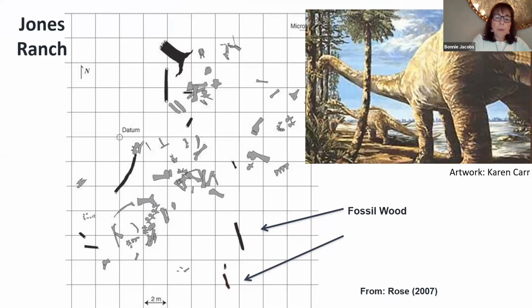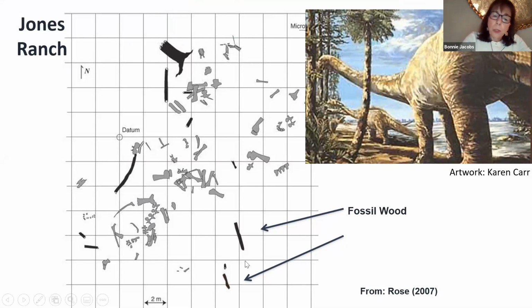So here's a little fossil map, let's say, of specimens at Jones Ranch. So here's your scale. This is 1 square is 2 meters across. These are all bones, but we don't really care that much. I know I'm mentioning dinosaurs a lot because people like them, but what we care about are plant fossils. That's the really good stuff.